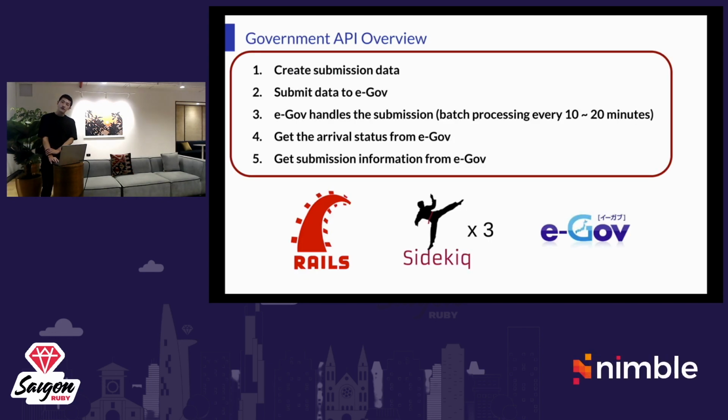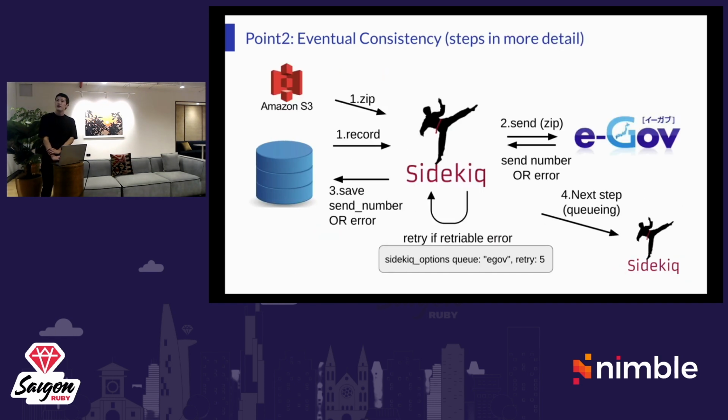On step 2, the Sidekiq process gets data from S3 and also the database. Then we call the send API. Then eGov returns a send number or error. Then we save the send number or error to the database. Then if it raises a retriable error, we retry it. Then go on to the next step.